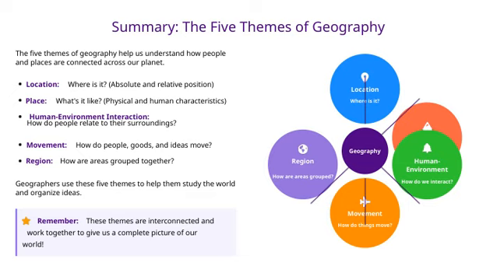Movement looks at how people, goods, and ideas travel from one place to another, helping us understand connectivity and exchange. Finally, region groups areas together based on shared characteristics, making it easier to study and compare different parts of the world. Geographers use these 5 themes as a framework. They help organize complex ideas and give us a clearer, more complete picture of our world. Remember, these themes are interconnected. They don't stand alone but work together to deepen our understanding. By considering all 5, we gain a richer perspective on how our world functions and how everything is linked.